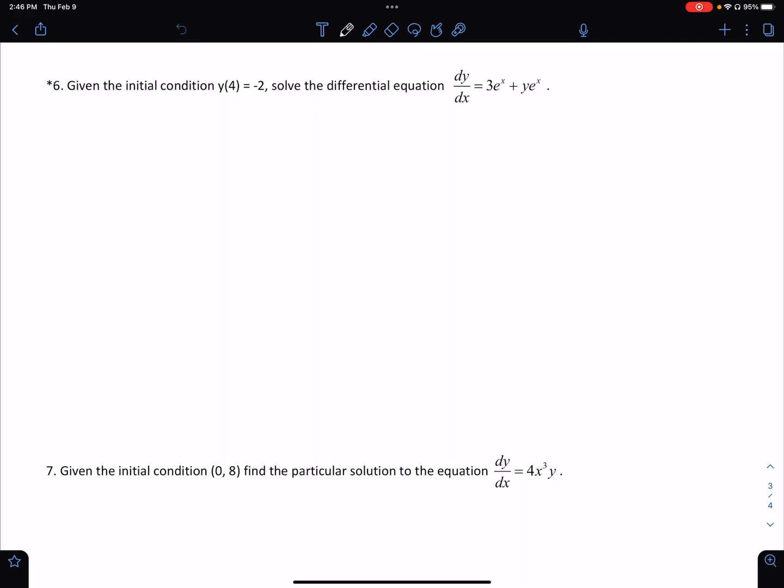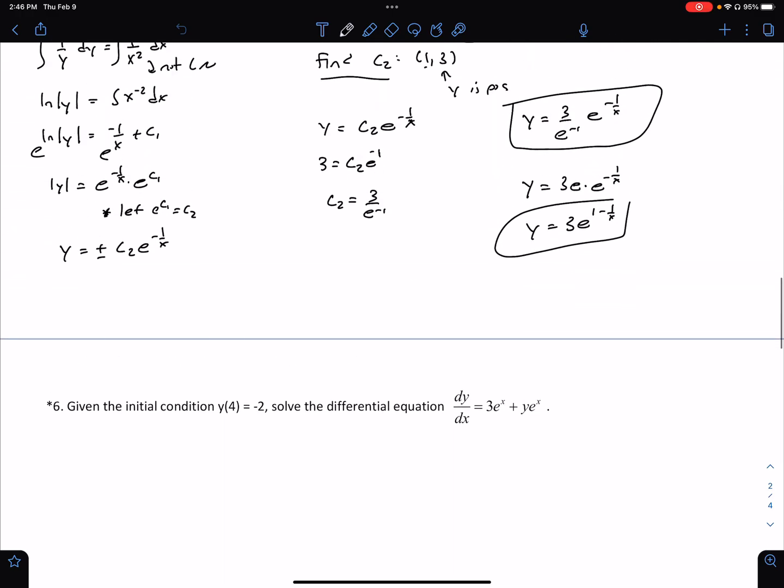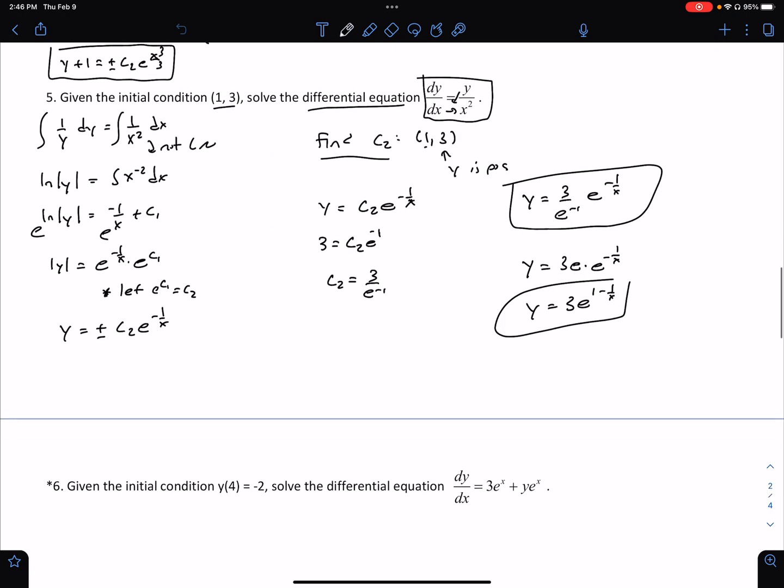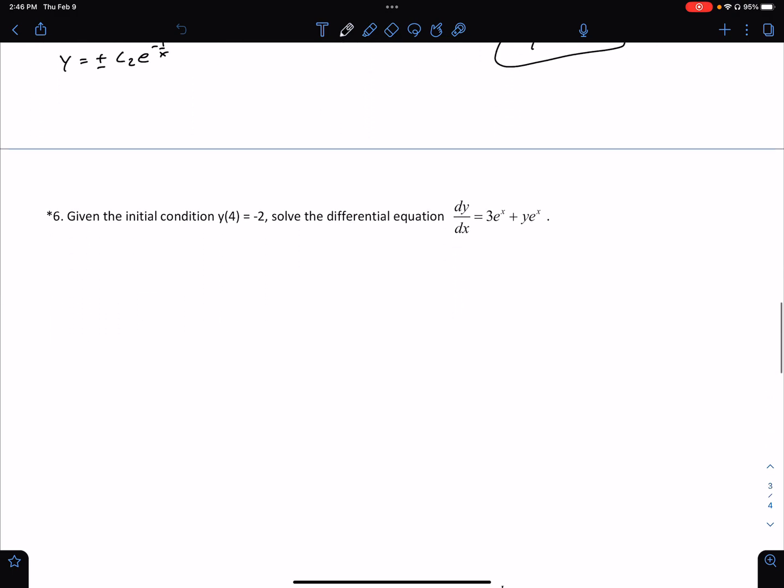Hello, welcome back. We're going to continue our discussion on solving differential equations using separation of variables. So let's take a look at example number 6. Here we are given the initial condition, y of 4 equals -2. We want to solve the following differential equation. All right, this is where the fun begins.